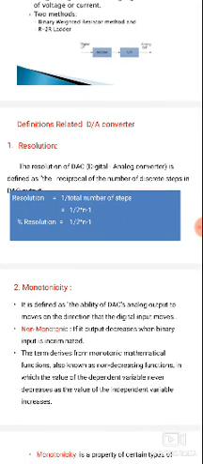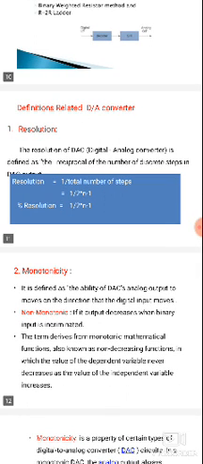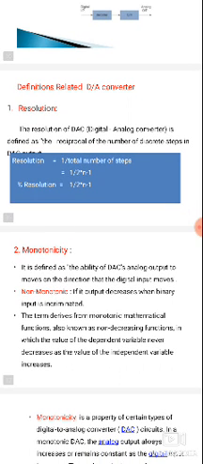There are some definitions related to the digital to analog converter, where digital input is given and analog output is taken. The first definition is resolution. Resolution is the reciprocal of the total number of discrete steps in the DAC. Discrete steps are the binary inputs of the digital to analog converter. That is, 1 divided by the total number of steps, which is 1 by 2 power n minus 1.